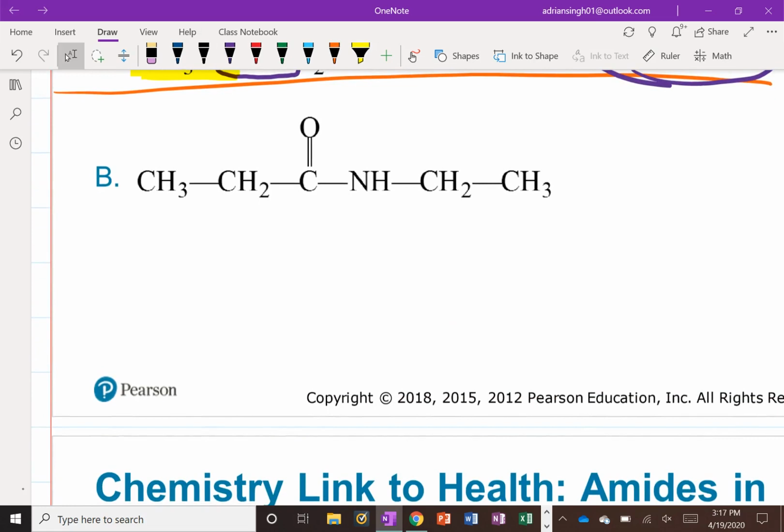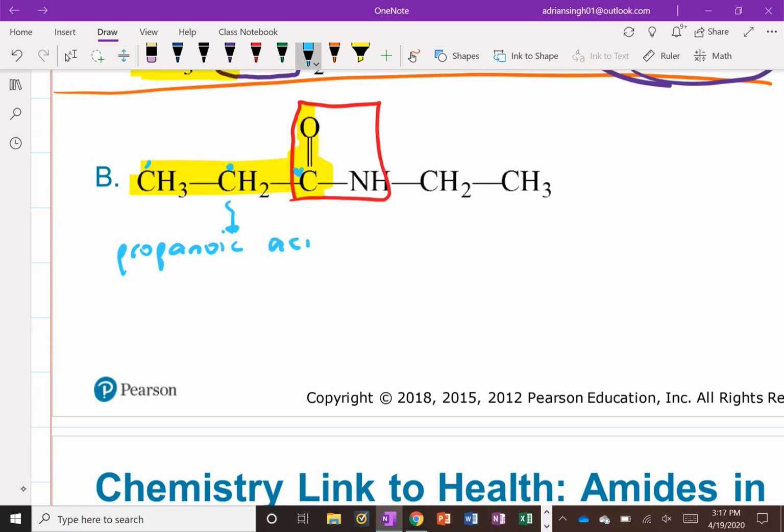And the one underneath, right, we'll do the same thing. We identify the amide bond, so here it is. Find the C double bond O, tells you that that part of the molecule came from the carboxylic acid. We have 1, 2, 3 carbons. All right, so then it would have come from propanoic acid. So as an amide then, this would be called propanamide.